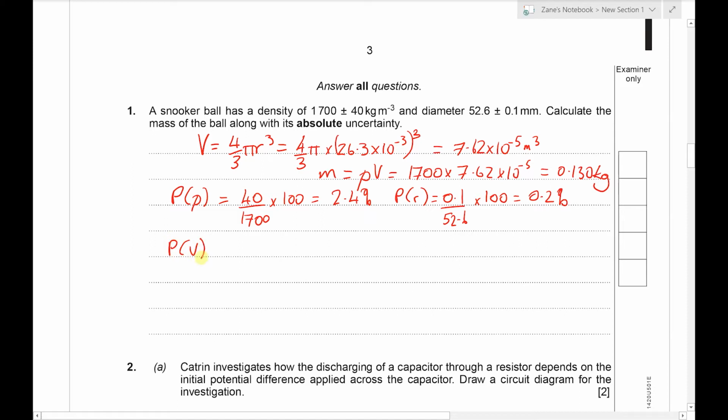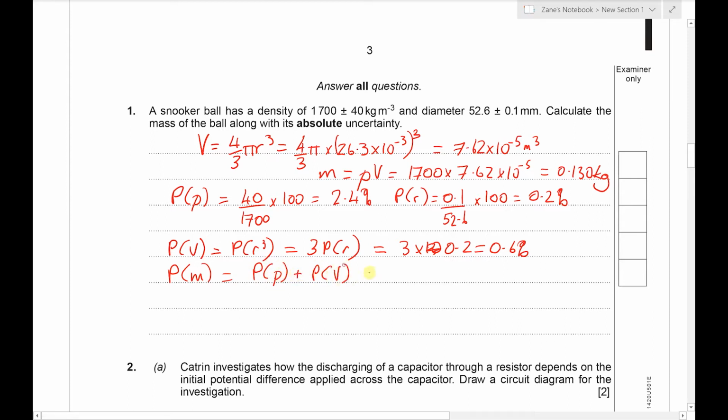The percentage uncertainty in the volume will be the same as the percentage uncertainty in r cubed, which will be 3 times the percentage uncertainty in r. Whenever we raise a quantity to a power, its percentage uncertainty is multiplied by that power. So the percentage uncertainty in the volume is 3 times 0.2 or 0.6%. Therefore, the total percentage uncertainty in the mass will be the percentage uncertainty in the density plus the percentage uncertainty in the volume. If we add those values together, we've got 2.4 plus 0.6, which is 3.0%.